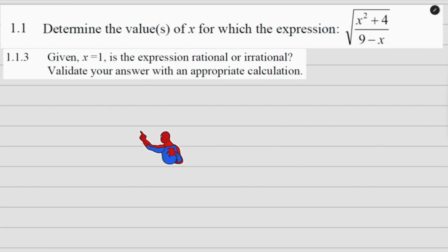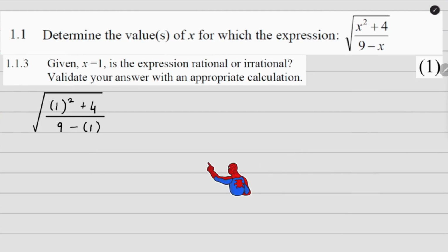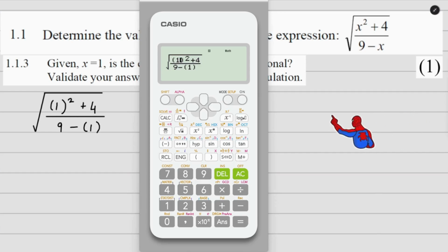Okay, in 1.1.3, given that x is 1, is the expression rational or irrational? Validate your answer with an appropriate calculation. Okay, so I'm going to put this one straight into this expression. Let's sub it in quickly. So you can just see I've changed these two x's to a 1. I like to put them in brackets so that I can more clearly see what I changed x to. Okay, and that's going straight in the calculator. So we just pop it in as we see it there, press equals, and I get root 10 over 4.